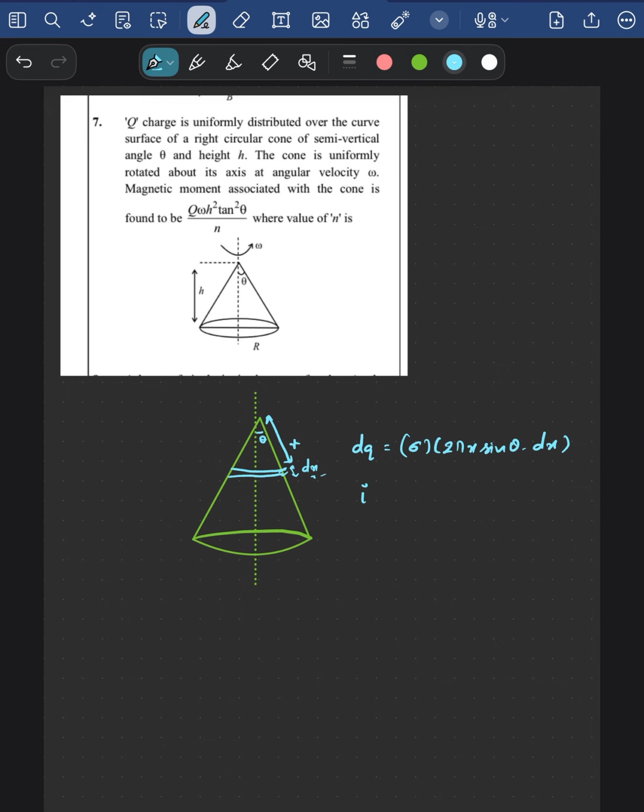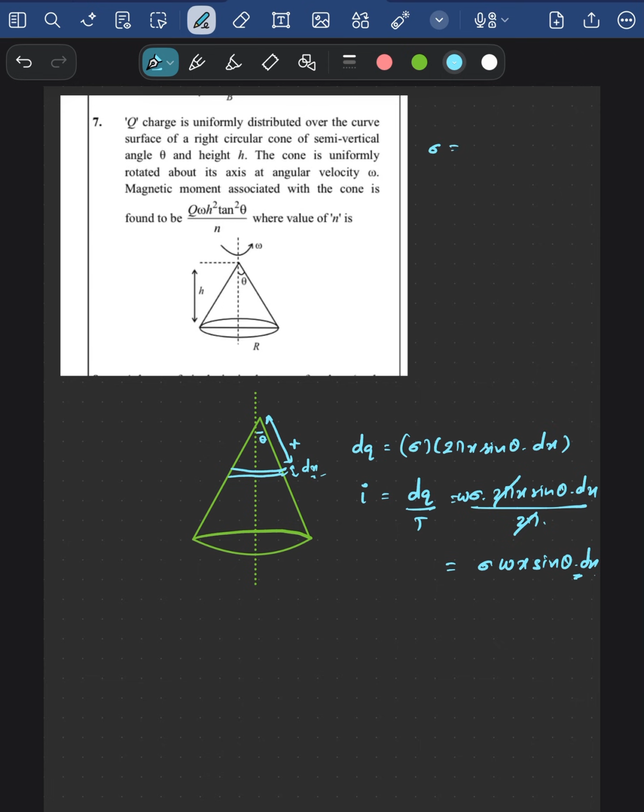So what will be your current value on this ring? Your current value will be equal to dq divided by time period, which is sigma into 2 pi x sine theta into dx divided by 2 pi by omega. Divided by 2 pi by omega, so omega goes to numerator, so 2 pi gets cancelled. So this becomes equal to sigma omega x sine theta into dx. This will be the current value associated with this loop right now.